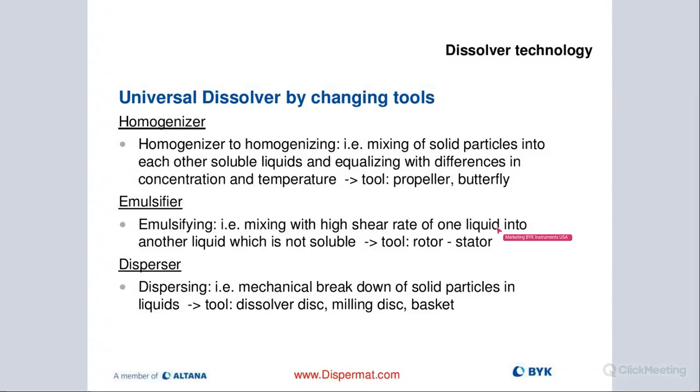So this Dispermat, our dissolver line, again, can be used as a homogenizer, where you mix, you can use a propeller blade or a butterfly stirrer blade. You can use it as an emulsifier or as a disperser, where you actually break up these invisible van der Waals forces with the Cowles blade, and then convert it over to a mill, depending on the attachment that you put on there.